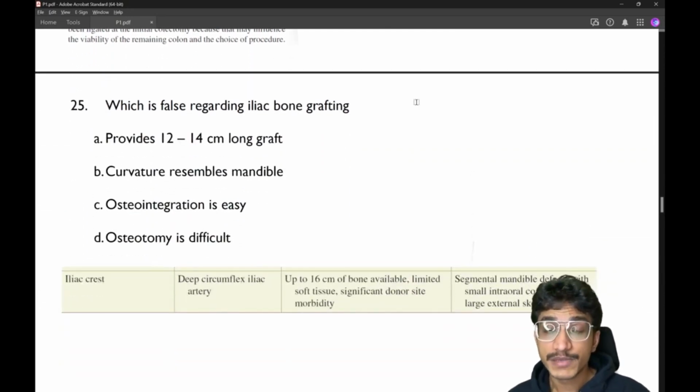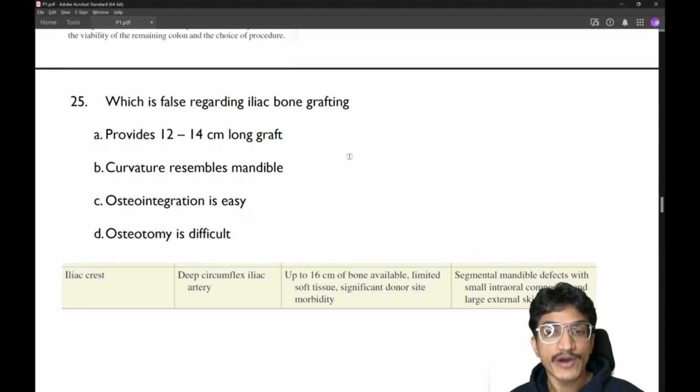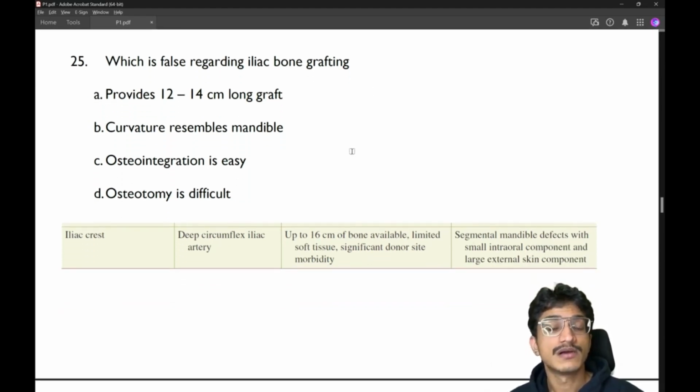Now this is a very difficult question regarding iliac bone grafting. I had to search a lot for references and could not find one according to the options given, but what I found was that up to 16 centimeters of graft can be taken from the iliac bone.